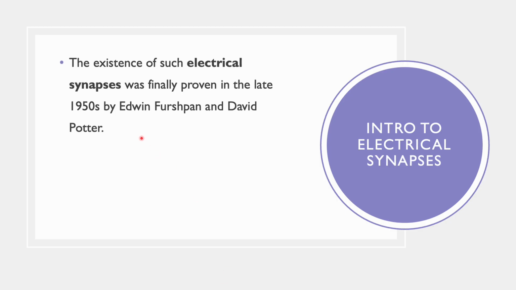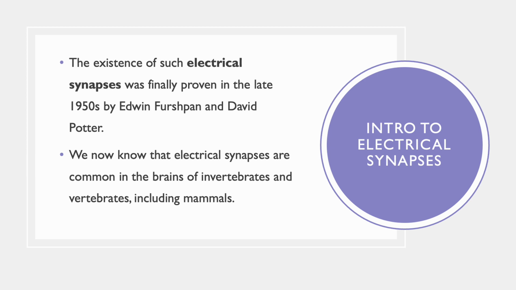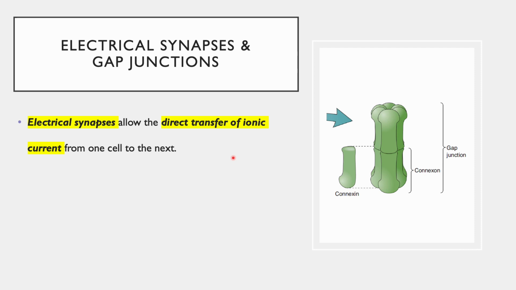The existence of electrical synapses was actually proven in the late 1950s. Interestingly, this makes sense because the electron microscope was invented in the 1950s. We now know that electrical synapses are common in the brains of invertebrates, vertebrates, and mammals. Electrical synapses allow the direct transfer of ions from the cytoplasm of one neuron to the next.